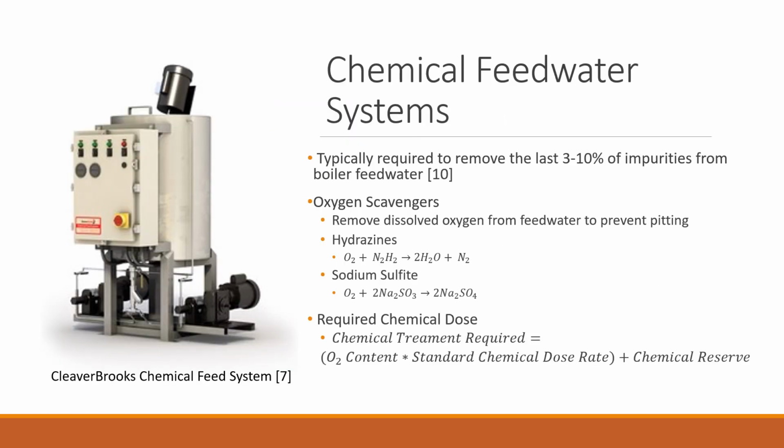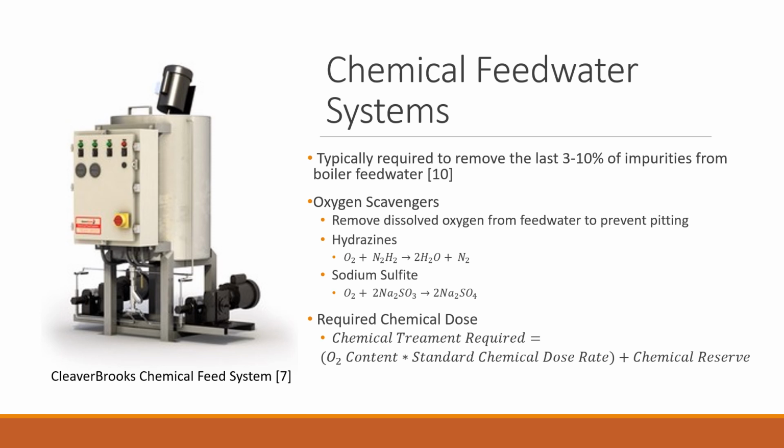The last system we'll talk about is a chemical feedwater system. This is typically required after the deaerator tank to remove the last 3 to 10% of impurities from boiler feedwater. Most commonly, this takes the form of oxygen scavengers, which are introduced to dissolve the remaining oxygen from the feedwater. Most commonly used are hydrazines and sodium sulfite. You can see the chemical equations below showing how the introduction of these chemicals results in the bonding of that oxygen and removes the harmful dissolved gas from the system.